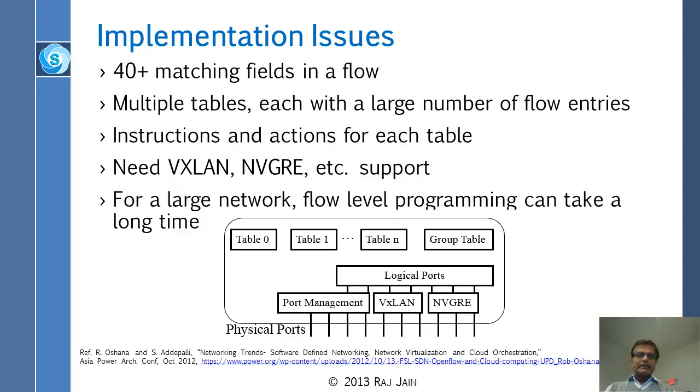The thing is that when you want to implement OpenFlow, there are lots of fields that have to be matched, and then there are multiple tables with a lot of entries, and instructions for each table, and on top of that you need this tunneling, which we have not touched. VXLAN, by the way, is supreme. Basically, everybody has to implement VXLAN, and all of this can take quite a bit of time unless it is automated, and that's the key advantage.